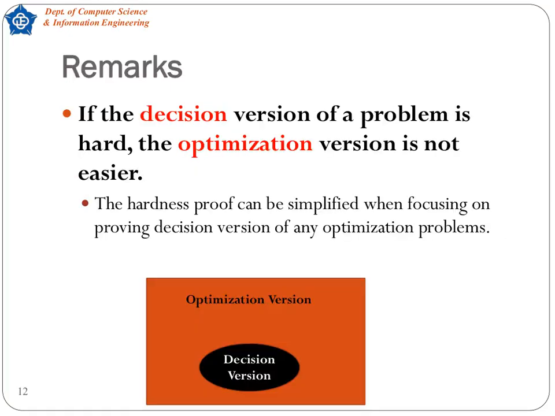Building on our earlier discussion, let's highlight a simple but powerful point. Whenever the decision version of a problem is hard, its optimization counterpart can't be any easier. In fact, by rooting our hardness proofs in the decision version, we immediately guarantee that the full optimization problem is intractable. The diagram makes this crystal clear. The decision task sits inside the broader optimization task. So once you prove the decision case is hard, you've shown the entire problem is hard.